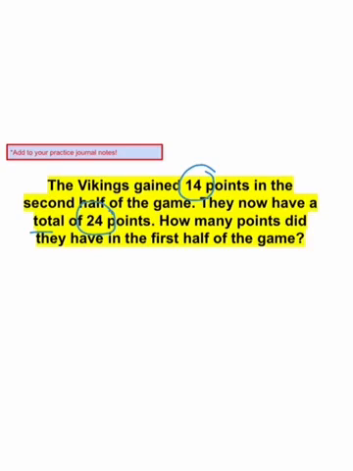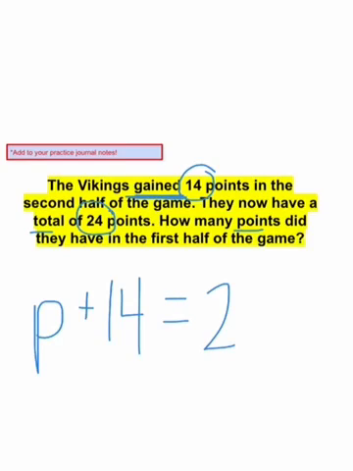So we don't know how many points they had in the first half of the game, but we know they gained 14 points. So we're going to add 14 more points to that, and we know now that we have a total of 24 points. So we could say that they had some points, they gained 14, and now it equals 24 total points. Be sure to add this one to your practice journal as well.